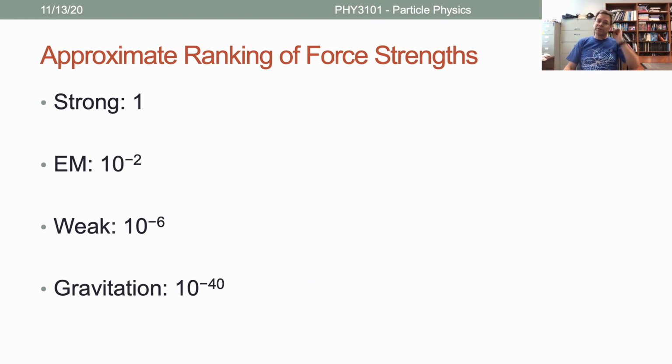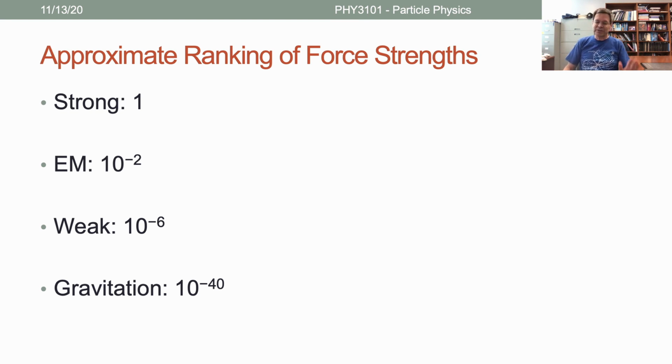Here's a ranking of the approximate strengths of the forces. The strong force, true to its name, comes out on top, and we'll give it a ranking of 1. The electromagnetic force could be characterized as 100 times smaller, 10 to the minus 2. And the weak force, the coupling is even smaller still. It's 1,000,000 times smaller than the strong force, so 10 to the minus 6. And gravity, the force that we most know about as humans on a planet, is actually the weakest of all, 10 to the minus 40.